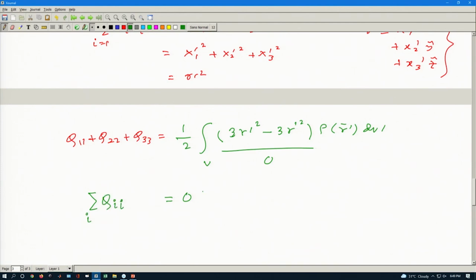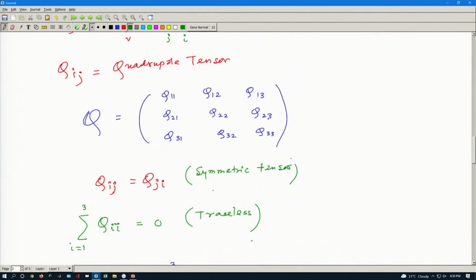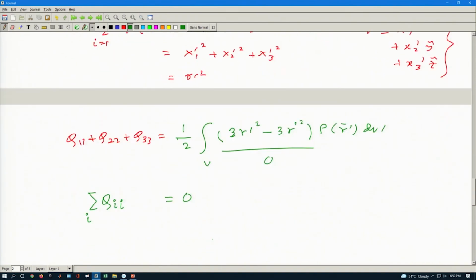So, that tells us that the summation over i of q_ii is 0. That means the tensor is simply traceless, whatever quadrupole tensor you have. Whenever you calculate the quadrupole moment, this matrix is a traceless matrix. The trace should not be non-zero, it is 0, and also it is symmetric. So, there are many relations between q11, q12 to q13. Once you find one value, they are not independent. These two very important relations, symmetric and traceless, will help us when you calculate.